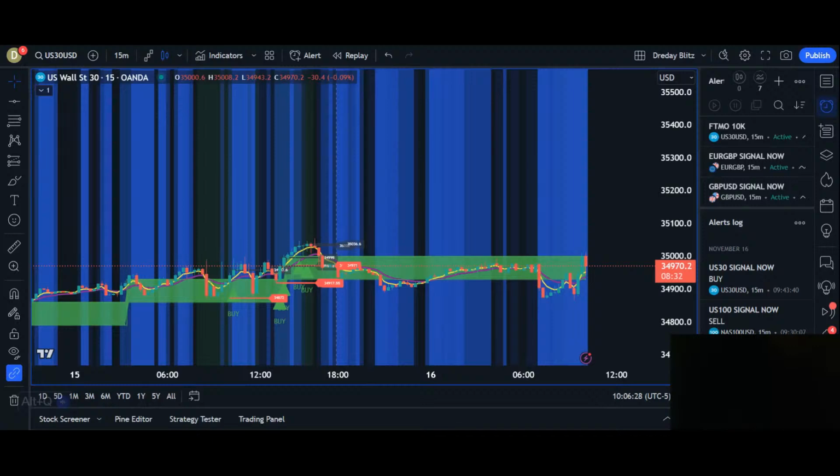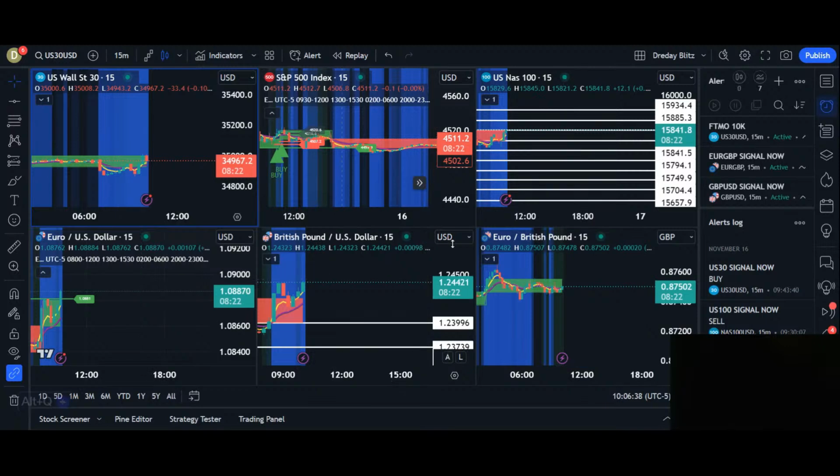All right, perfect. So is there any pair or any indices that you want me to look at? We're waiting for some signals here, but we could still look at other markets here if you want to.